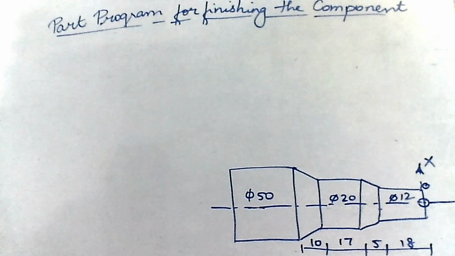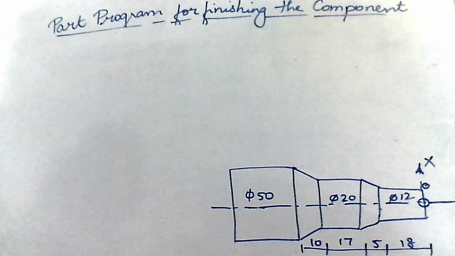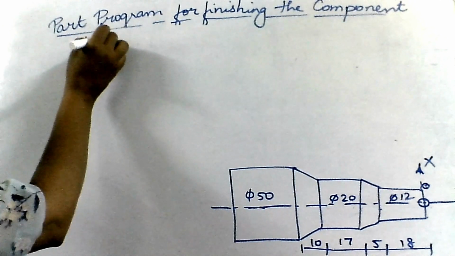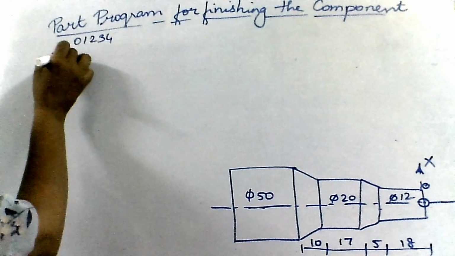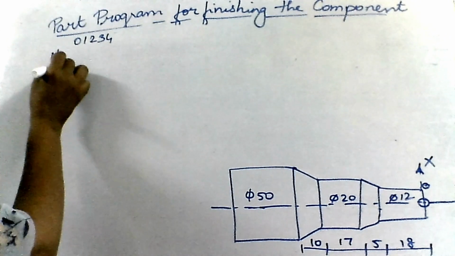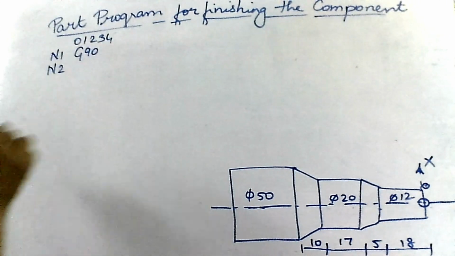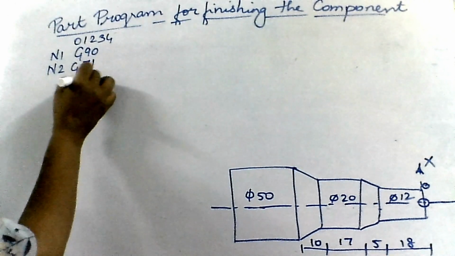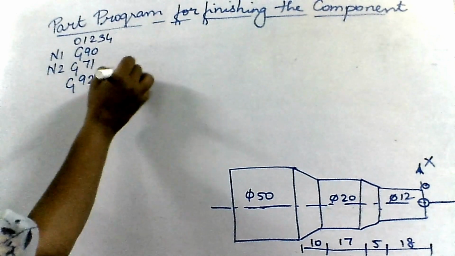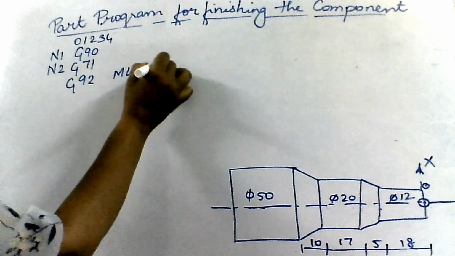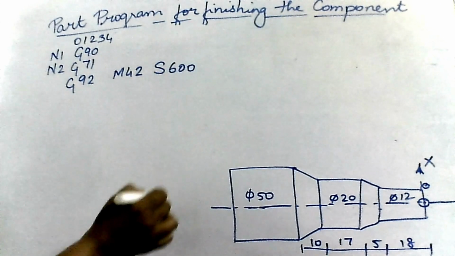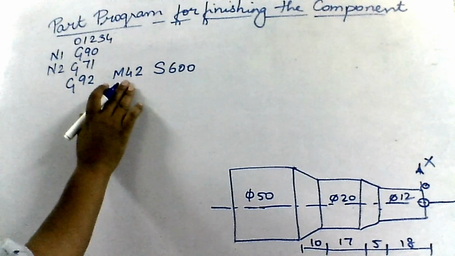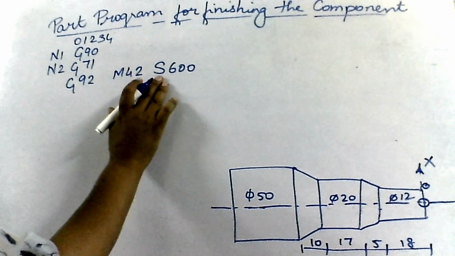So to begin with, the first 8 steps which are common to all CNC turning operations: I am going to specify the program number first, then with sequence numbers I will start my program. First code is G90 which represents absolute programming, then it's G71 which represents metric mode, then it's G92. Along with that I am going to mention M42 and spindle speed as 600 rpm, that is maximum spindle speed clamp. M42 represents medium speed gear and S is the spindle speed.